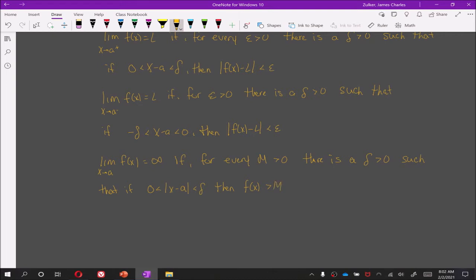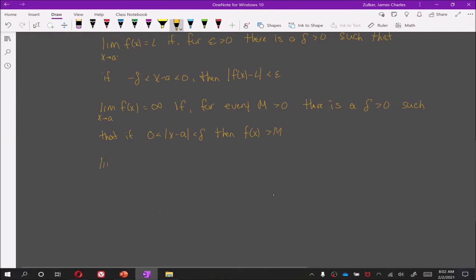Alright, so what this is saying is that no matter how large of an m we are given, we can find a delta such that whenever x is within delta units of a, then f of x will be larger than m.